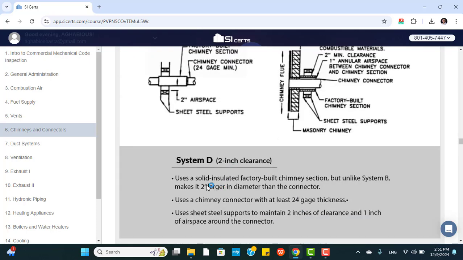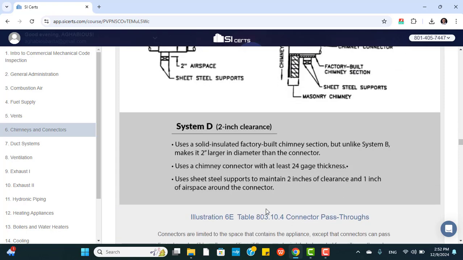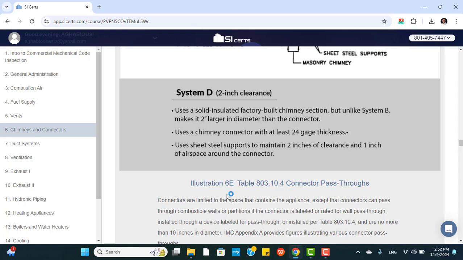System D, 2-inch clearance, uses a solid insulated factory-built chimney section, but unlike System B, make it 2 inches larger in diameter than the connector, uses chimney connector with at least 24 gauge thickness, uses sheet steel support to maintain 2 inches of clearance and 1 inch of air space around the connector.